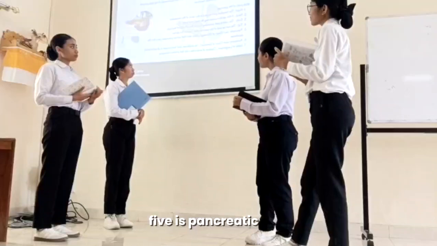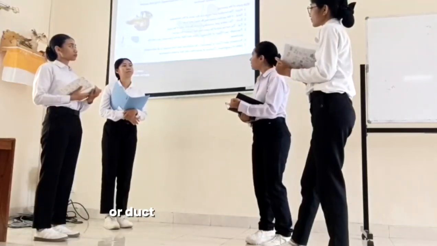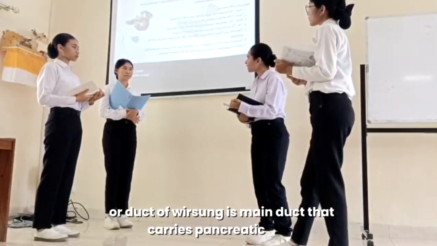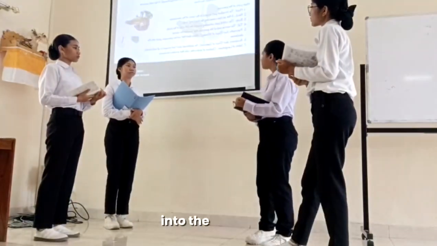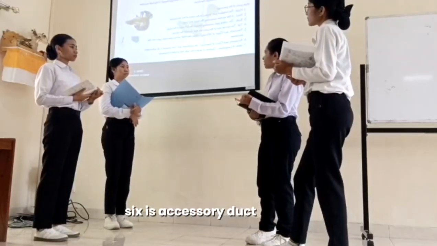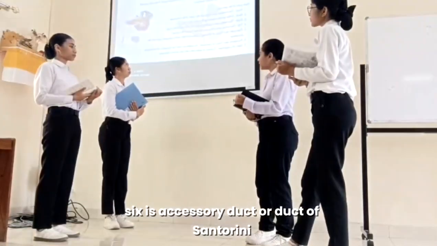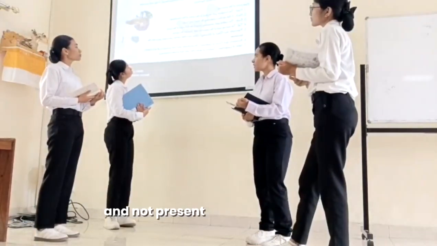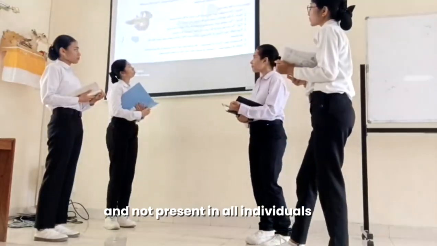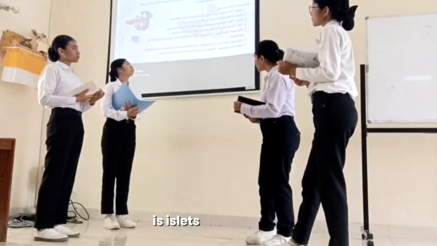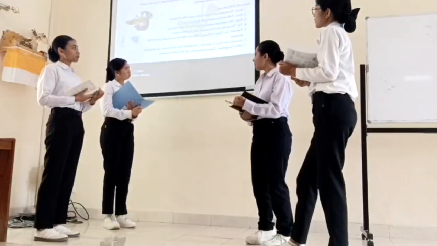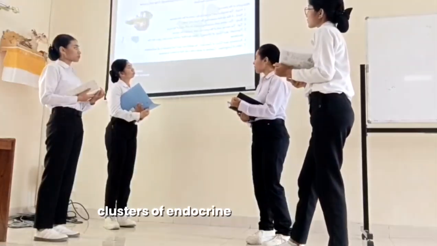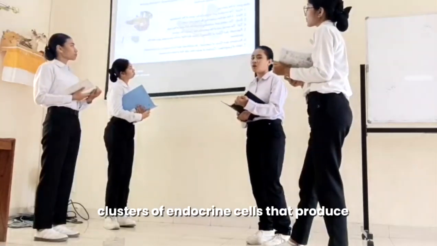Fifth is the pancreatic duct, or duct of Wirsung. It is the main duct that carries pancreatic juice into the duodenum. Sixth is the accessory duct, or duct of Santorini. It is an additional duct and not present in all individuals. And the last is the islets of Langerhans, which are clusters of endocrine cells that produce hormones.